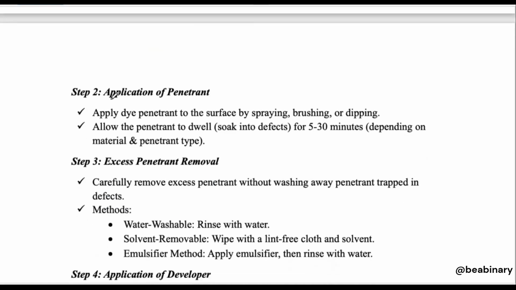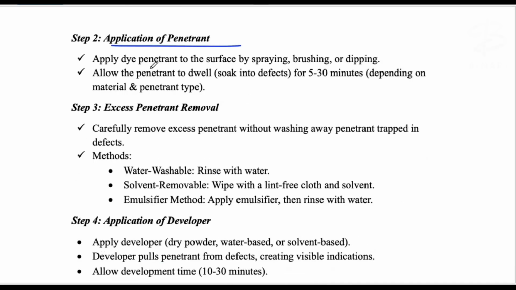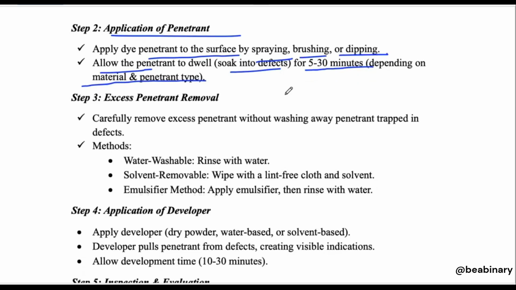Second one is application of penetrant. To apply the dye, penetrate the surface by spraying, brushing, or dipping. These three methods are there by which we can apply the dye. Allow the penetrant to dwell and soak into the defects for around 5 to 30 minutes, depending on the material and the penetrant type. What is the type that you have used and what is the material that you are testing? It will decide how long we have to keep them.